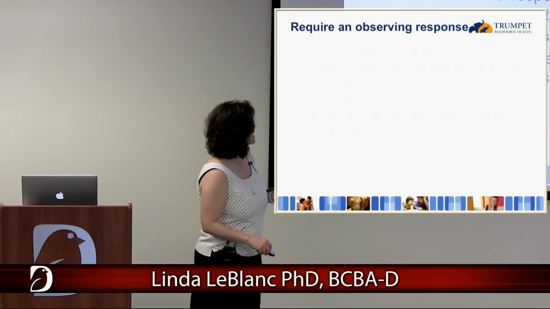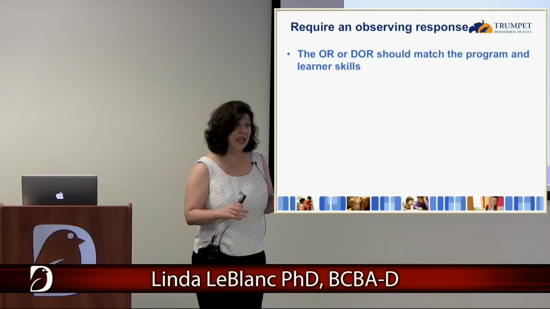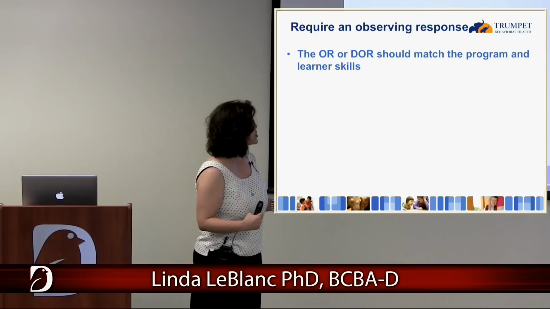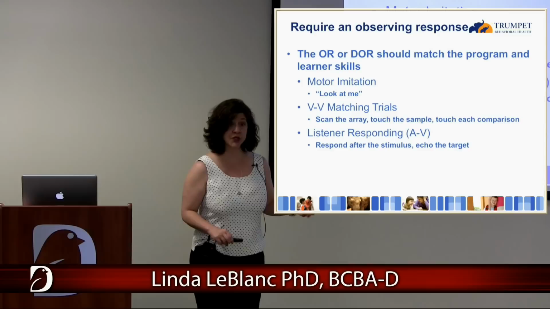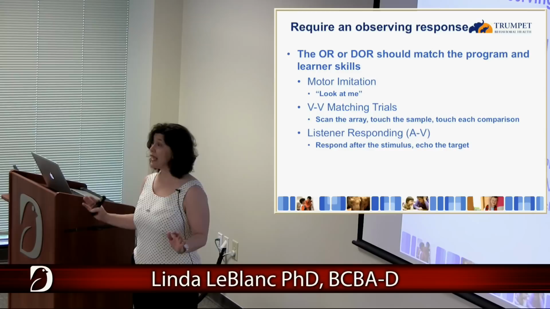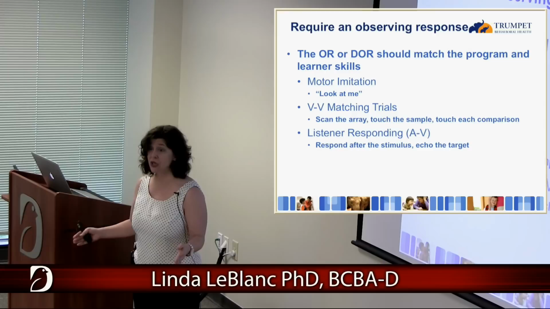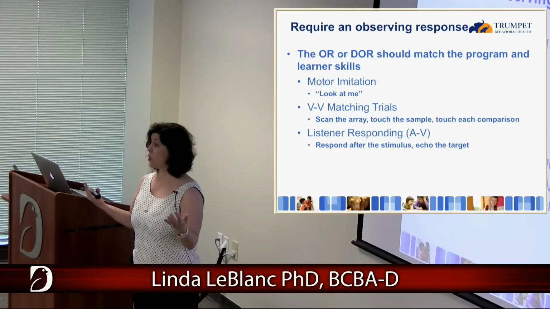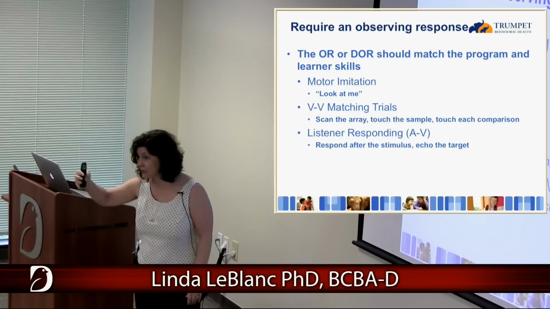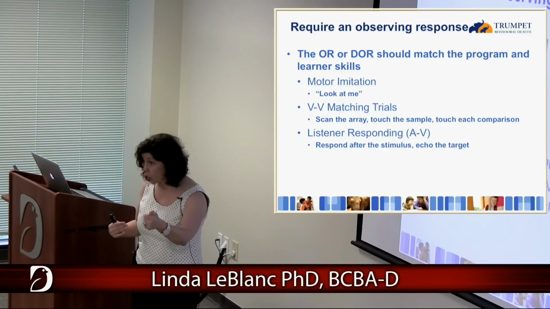So, when you are doing this kind of programming, you should embed in your program some kind of observing response. Let's take a look at what this might look like. It will vary depending on your program and your learner. So for motor imitation, what you want them to do is look at you and see what you do. So the look at me is an appropriate observing response. However, if what you are doing is a matching program where the stimuli are on the table, looking at you means they are attending to the wrong stimuli. And so you're looking at me, and that increases the probability that you're going to be watching my eye gaze, that you're going to be watching my hand movement, because you're looking at me instead of looking at the things that I hope become the discriminative stimuli.